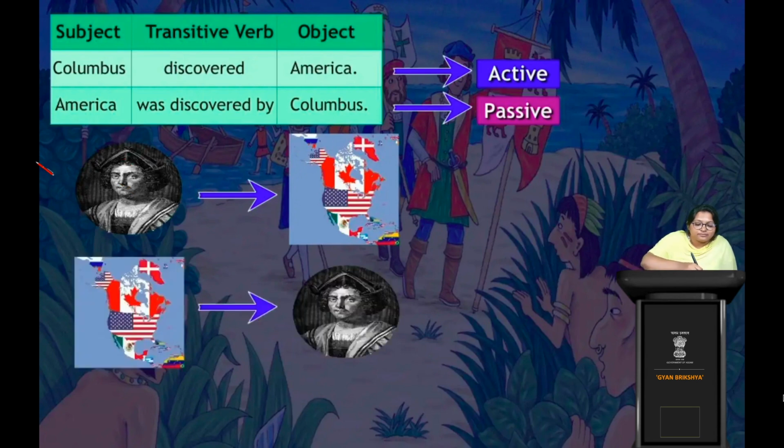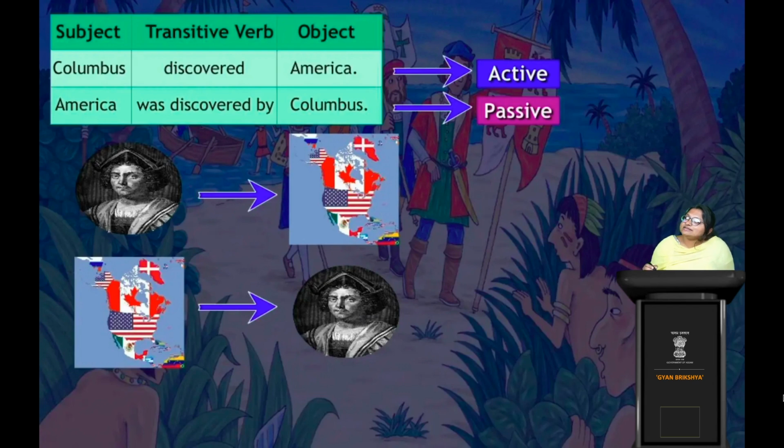Earlier this was the subject and this was the object; now this becomes the subject and this becomes the object. So the subject in active voice becomes the object in passive voice. Subject in active voice becomes the object in passive voice. You see there is a change from this to this, and the object in active voice becomes the subject in case of passive voice. So this is what you have to remember. It's easy, not very difficult. We will learn examples and do exercises and solve it.